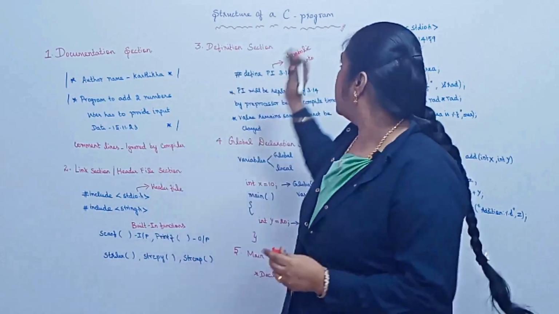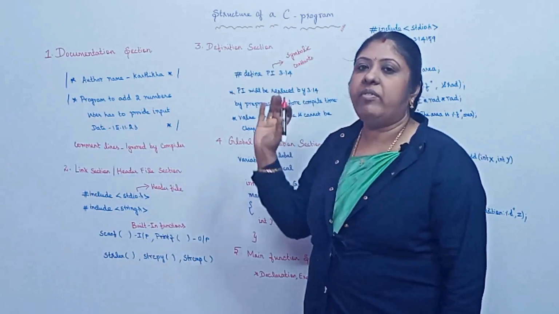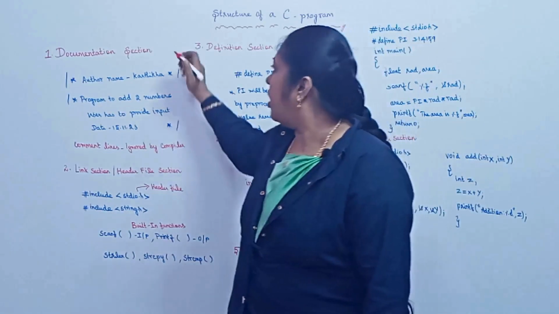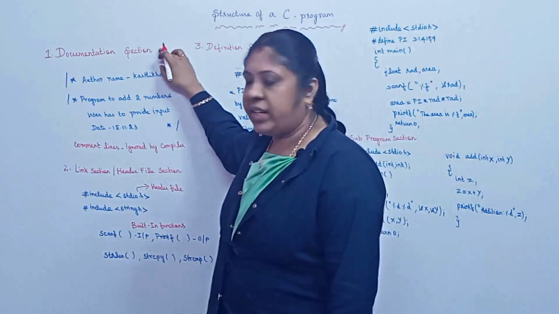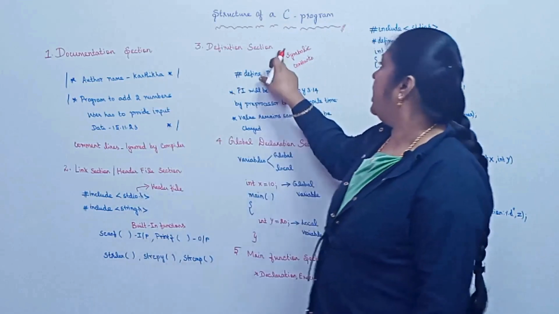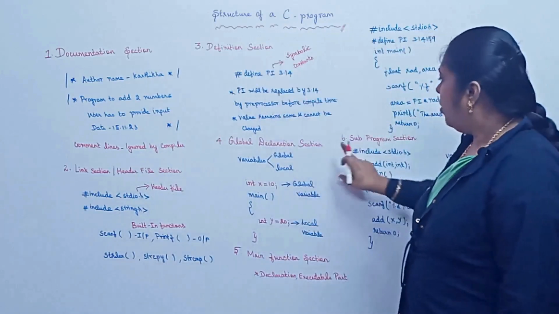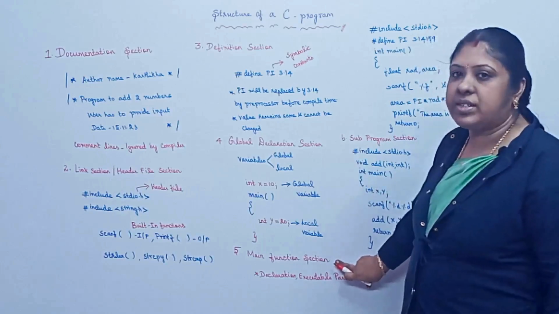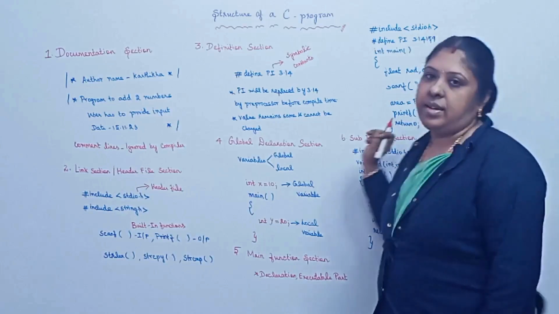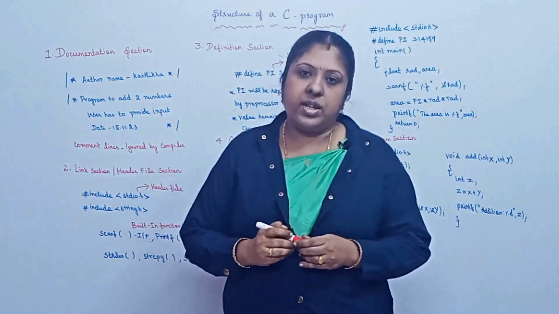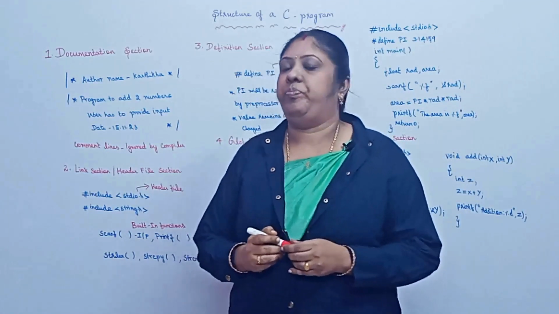Now, the structure of a C program can be divided into 6 parts. That is: 1, documentation section; 2, link section; 3, definition section; 4, global declaration section; 5, main function section; and 6, subprogram section. We will check all those sections one by one.